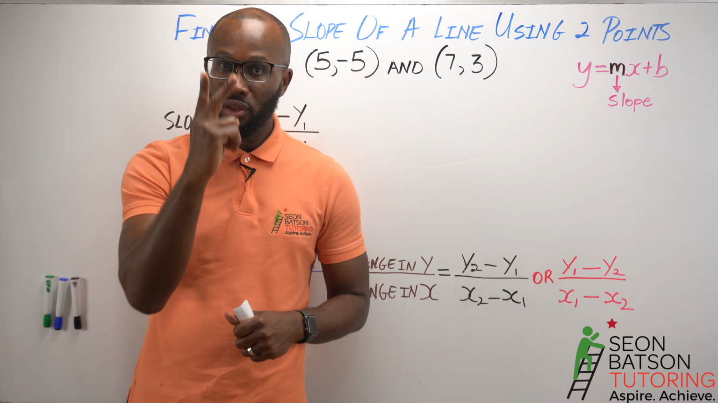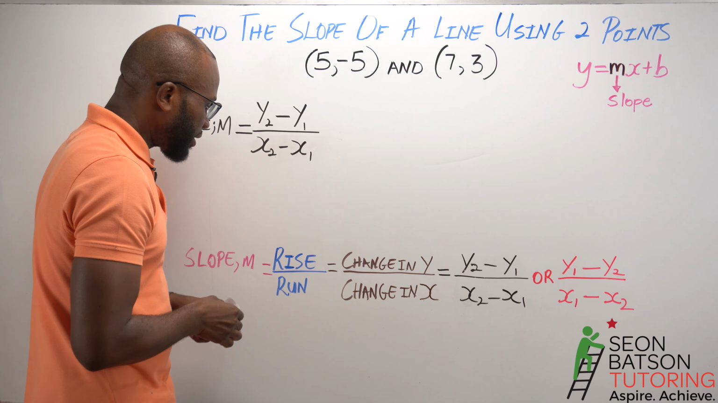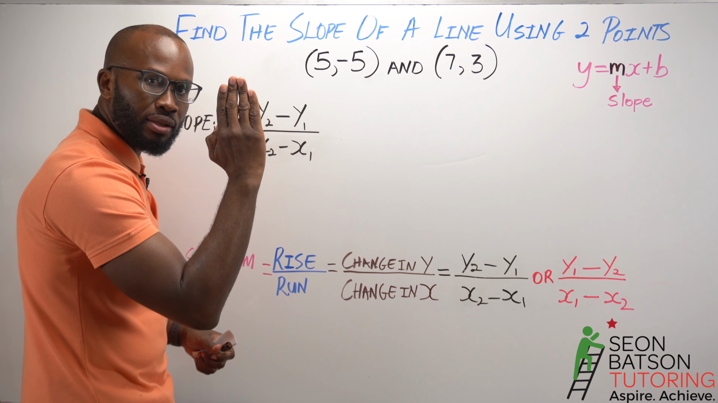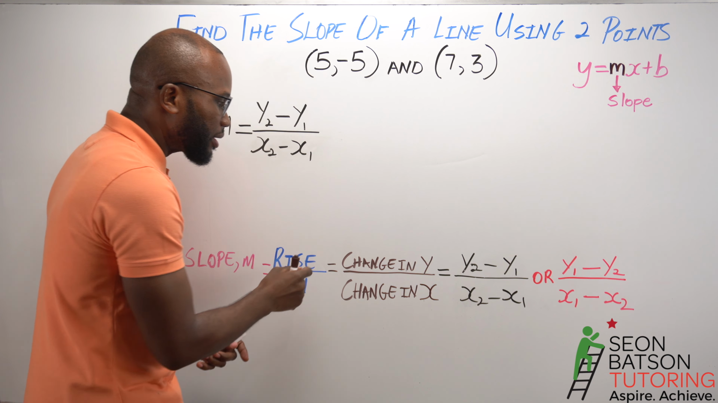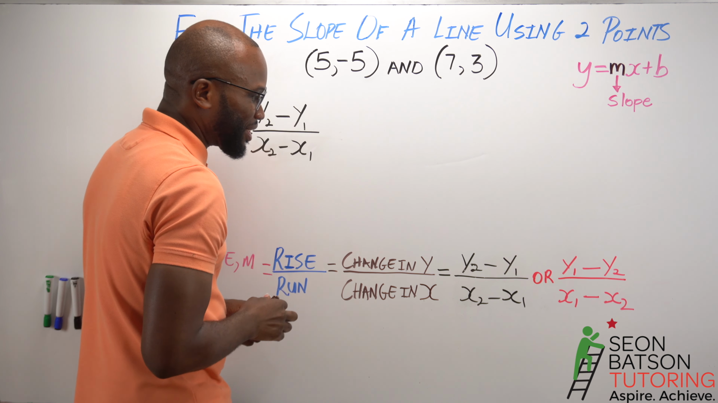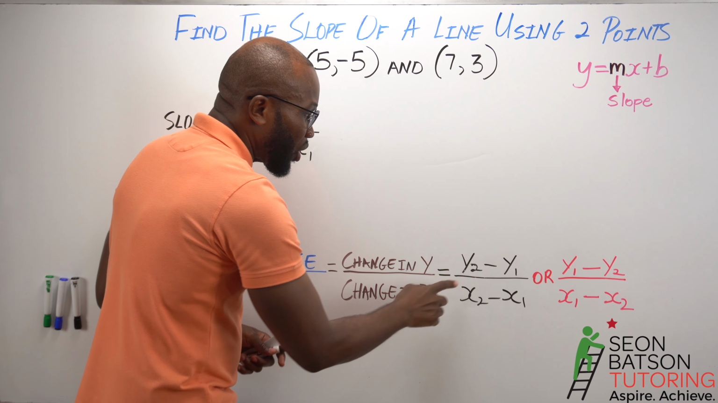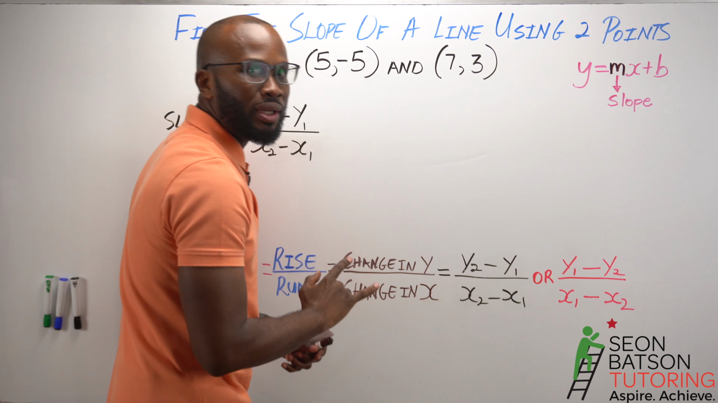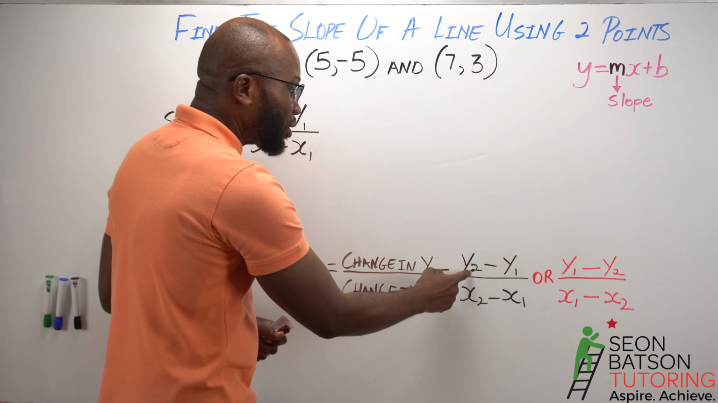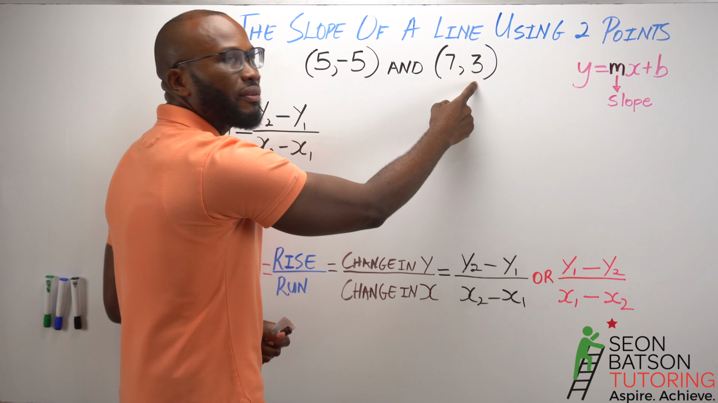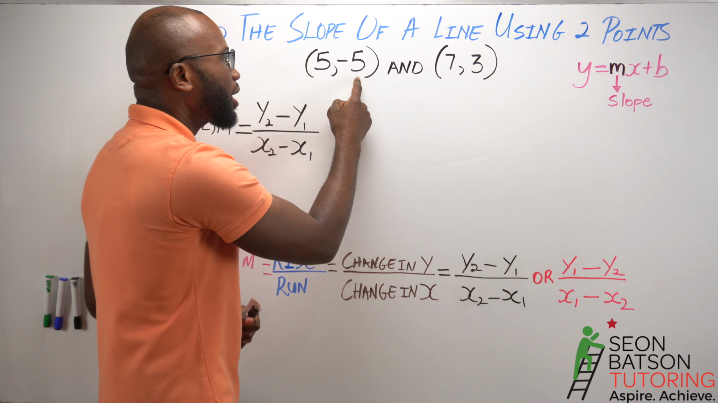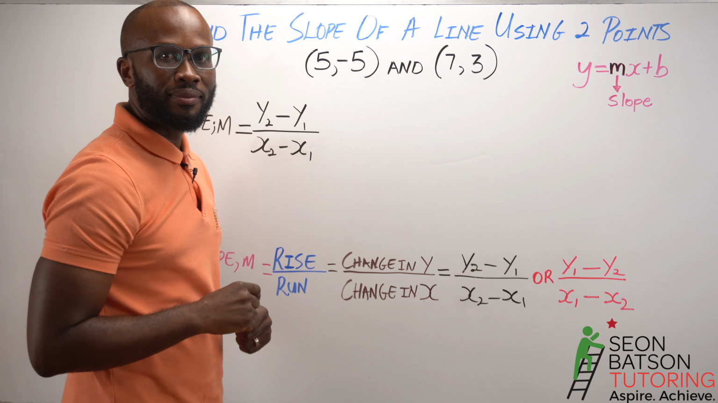Once you have chosen your 2 points, you will first find the rise, which is the vertical distance between the 2 points, or the change in the y-coordinates. To find the change in the y-coordinates, we will subtract the y-coordinates from the 2 points that we have chosen. y2 will be the y-coordinate for the second point, and y1 will be the y-coordinate for the first point.